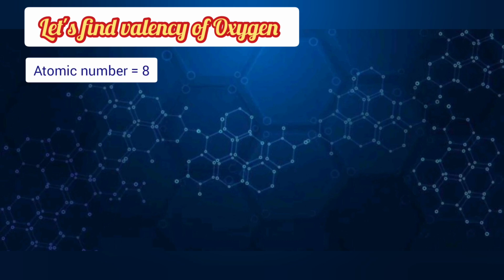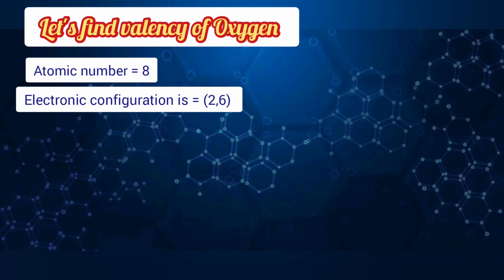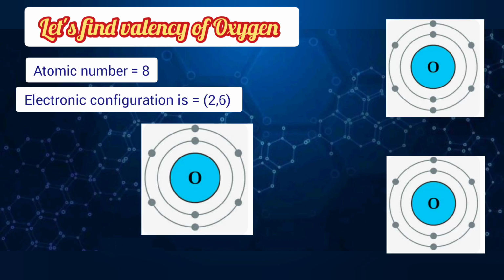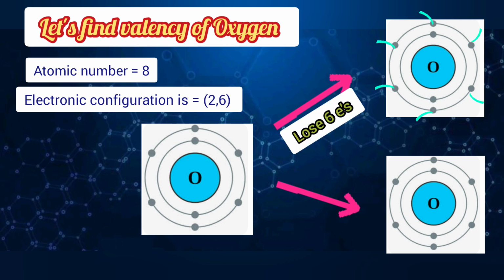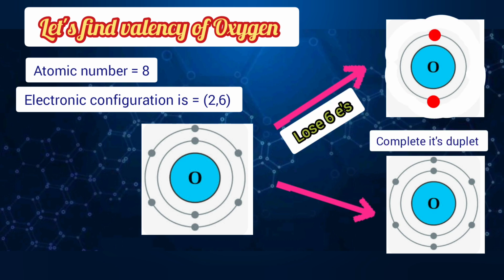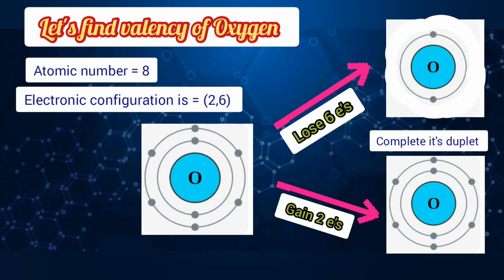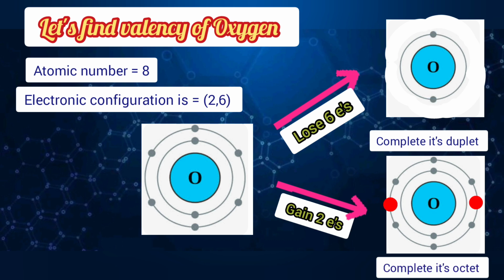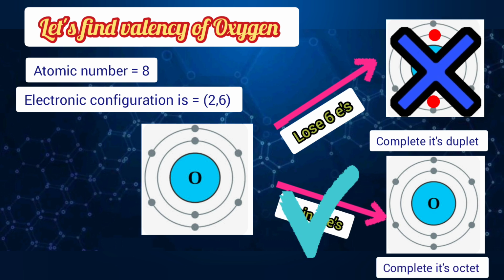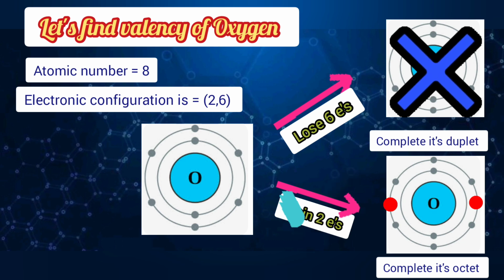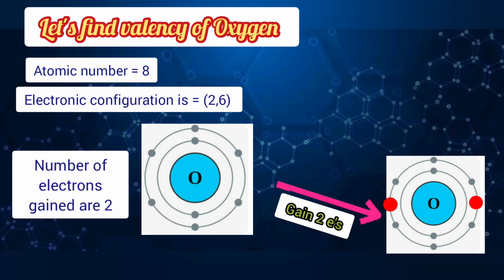So let us consider the example of oxygen. Now oxygen, the configuration is 2, 6. Now it again has two options. It may lose its 6 electrons and complete its duplet, or it may gain 2 electrons and complete its octet. Which one would it prefer? Obviously to gain 2 electrons. If it is gaining 2 electrons, the number of electrons gained is 2. So what is the valency?